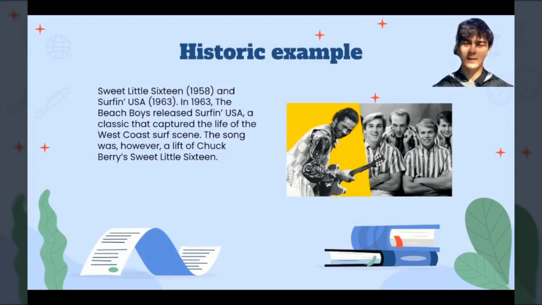In 1963, the Beach Boys released Surfin' USA, a classic that captured the life of the West Coast surf scene. The song was, however, a lift of Chuck Berry's Sweet Little 16. These two songs were very similar, and there was a lawsuit over how similar they were, and the song Surfin' USA got sued.